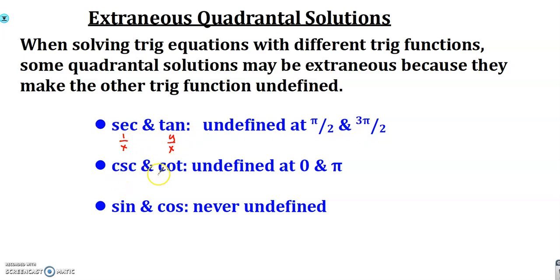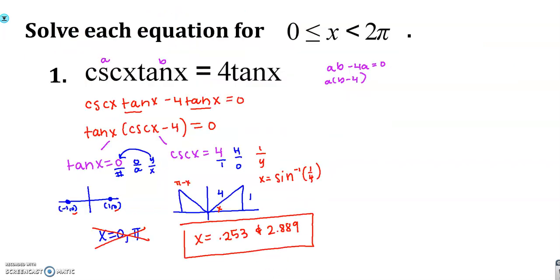Okay, so since x is 0 at both of these angles, that's why secant and tangent are undefined. Cosecant and cotangent, they're undefined at 0 and pi because both of these ratios, cosecant would be 1 over y, cotangent would be x over y. Well, at both of these angles, the y value is 0. Okay. And sine and cosine, those are never undefined. Remember, their graphs don't have asymptotes. That's because they are continuous functions. They're never undefined. So if your other trig functions are sine and cosine, you don't ever have to worry about those being undefined. So let's go ahead and look at another example like this.